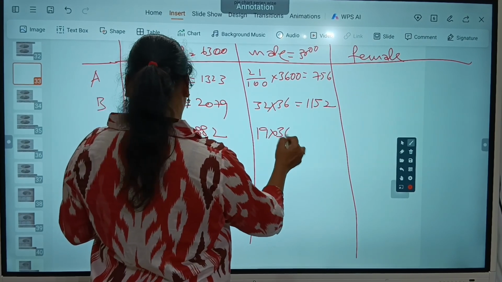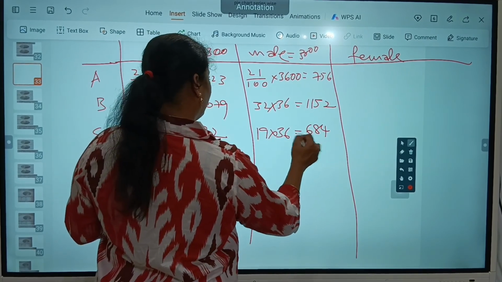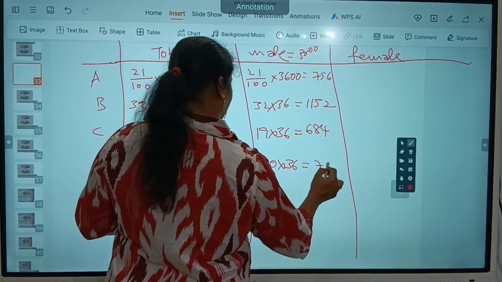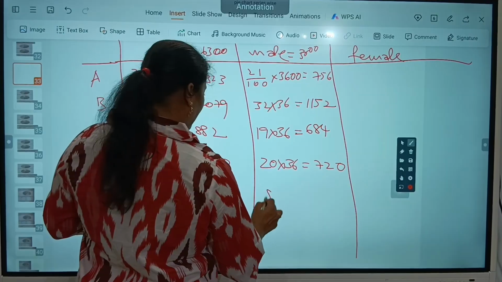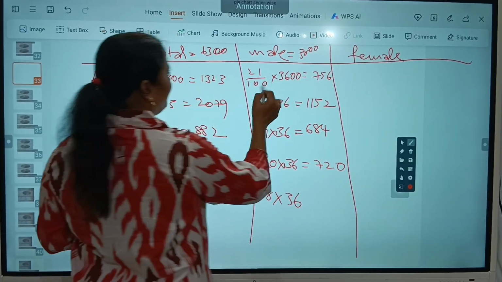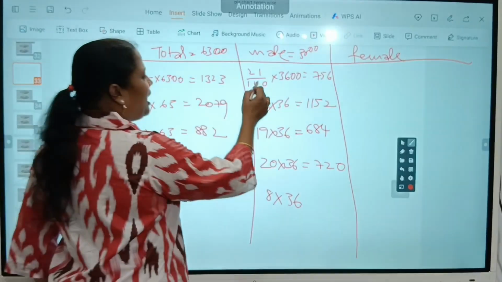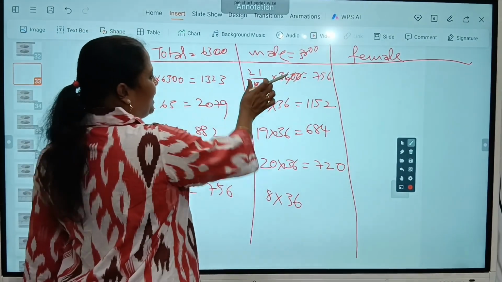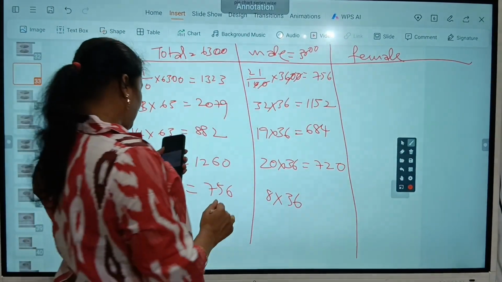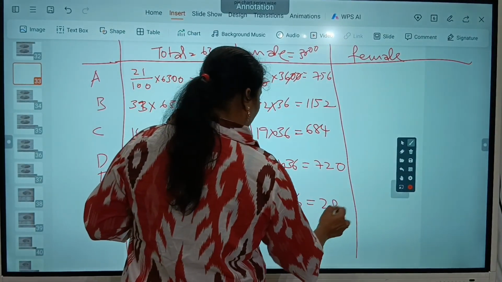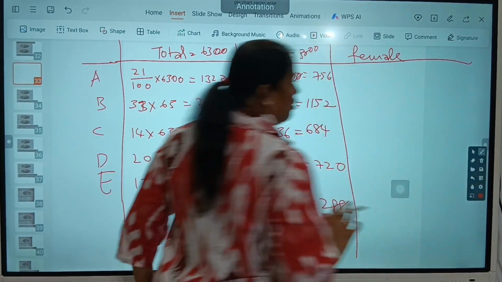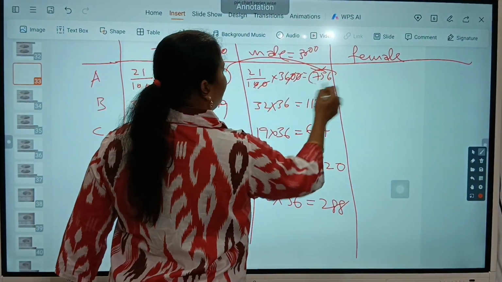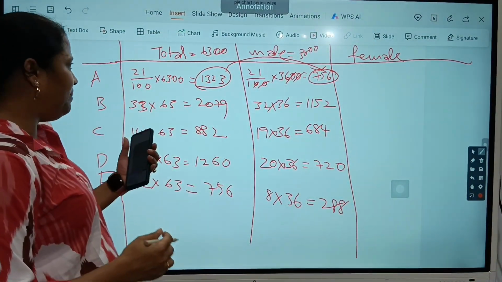19 into 36, 684. And 20 into 36, 720. And 8 into 36. Instead of always applying this formula, this 0 cut down, the value will be here. So, directly we are using formula here. Is equals to 288. Now, what we will do? From this component, we will subtract this component. Then we will get the number of female members.